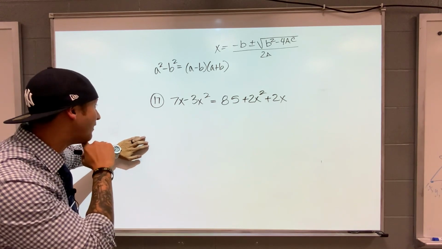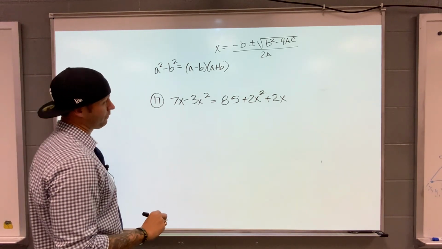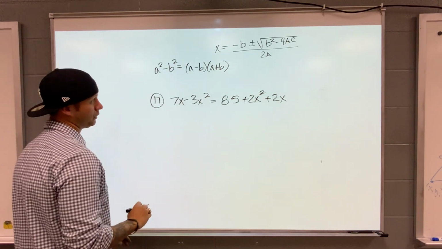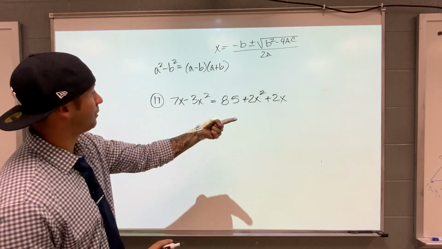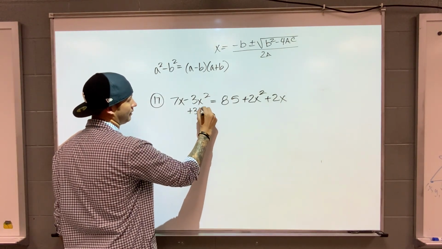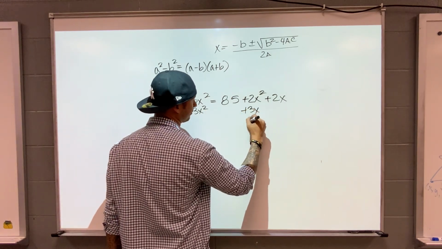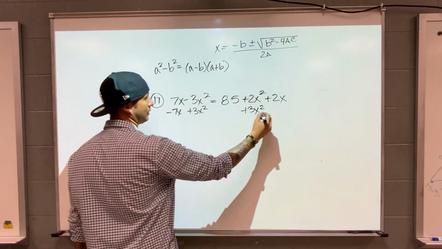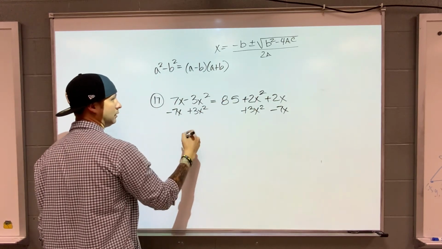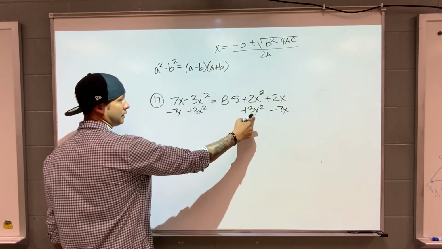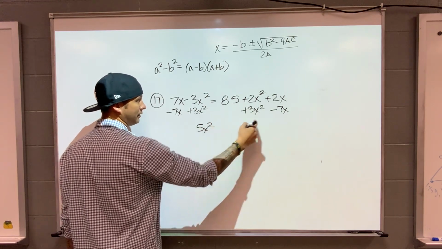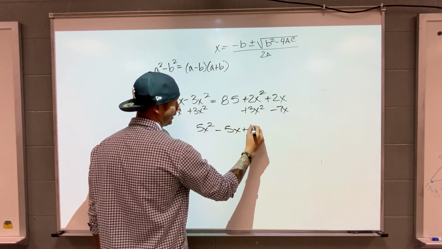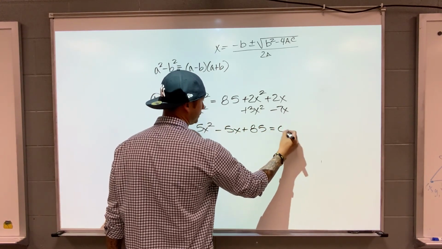Number 17, 7x minus 3x squared equals 85 plus 2x squared plus 2x. So let's start combining like terms by moving everything to one side or the other. There's more things on that side, so I'm going to start moving things this way. So I'm going to add 3x squared to both sides. I'm going to subtract 7x, minus 7x, and this will all be equal to 0. So we're going to get, here I'm going to write it in descending order. So this is going to be 5x squared, this is going to be negative 5x plus 85 equals 0.